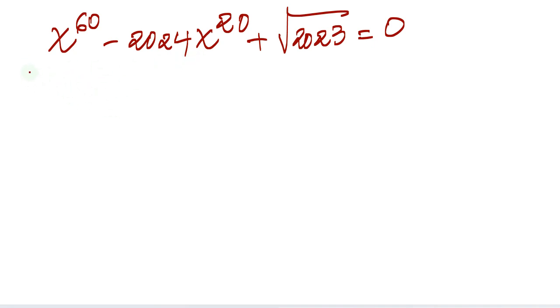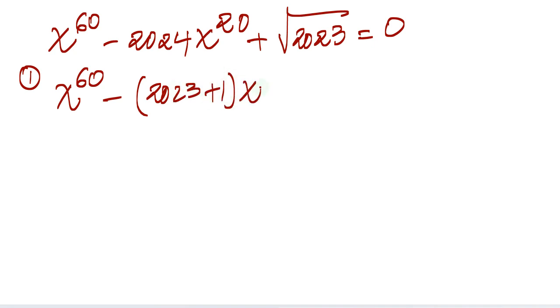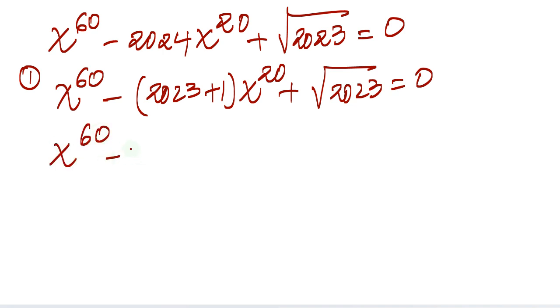So let's solve this, guys. The first method, let's say the first method here, I'm gonna do some simplification. This is x to the 60 minus 2024. I'm gonna write it as 2023 plus 1, which multiplies x to the 20 plus square root of 2023, and this is equal to 0.